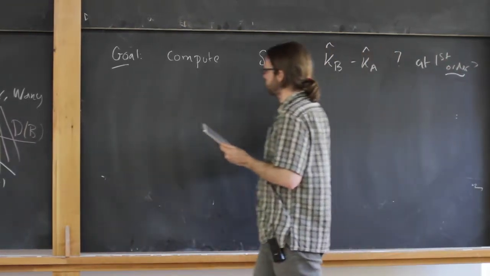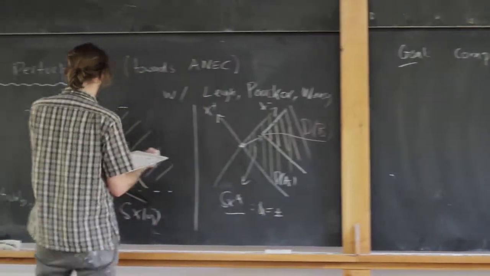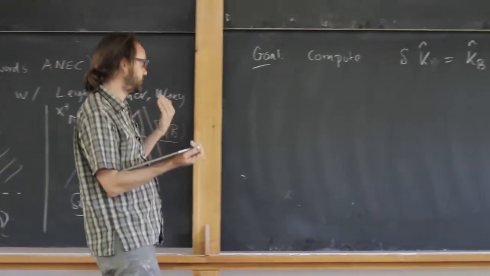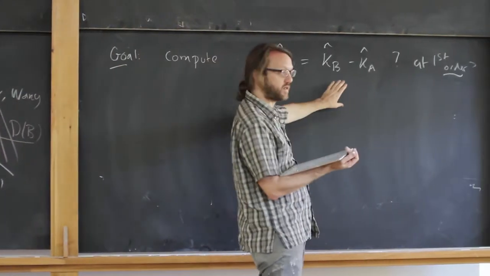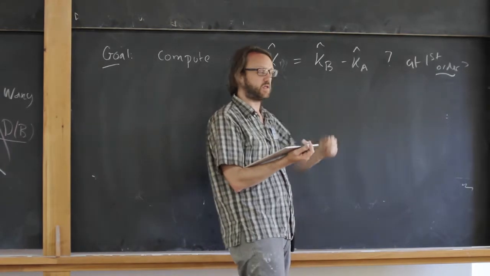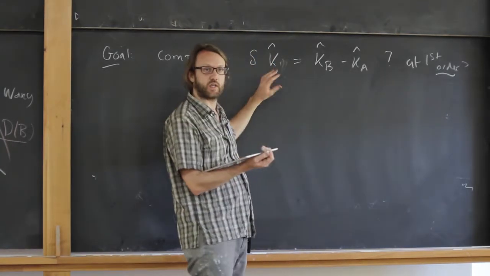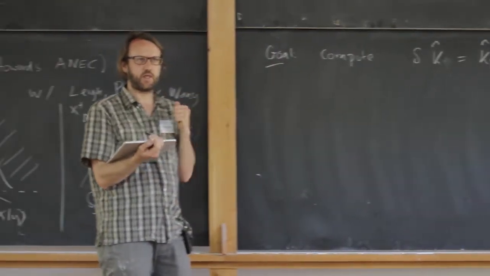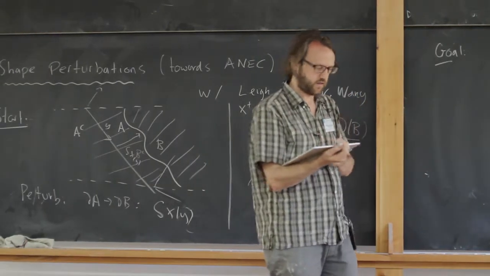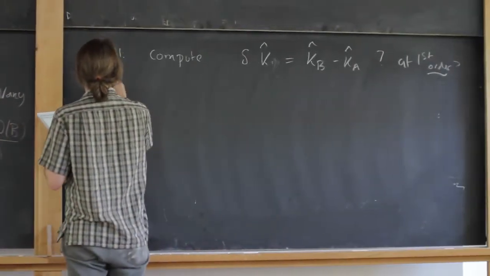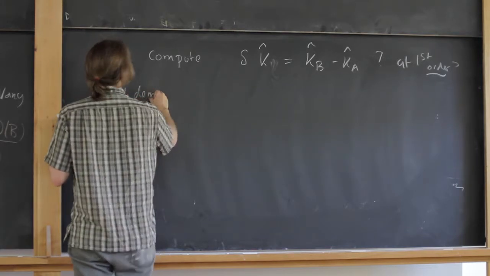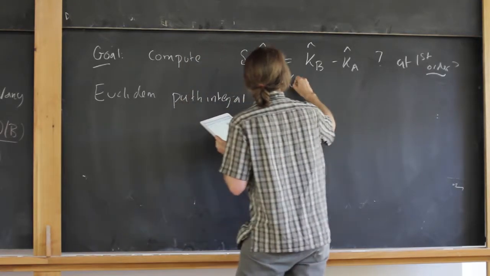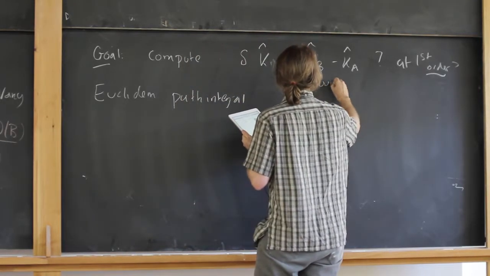Okay, so the strategy: we want to do a calculation, so at some point we have to use Euclidean methods to write a path integral for the density matrix. At an intermediate step, I'll be talking about the non-full modular Hamiltonian, and then at the end of the day, we'll take the difference and hope that we get something finite. So we need to do a Euclidean path integral. And I should have said, these modular Hamiltonians are all for the vacuum.